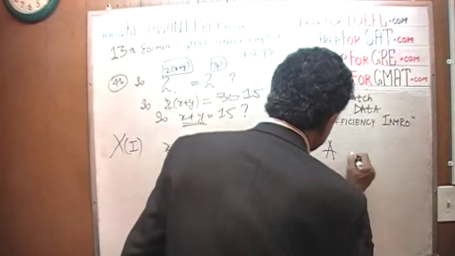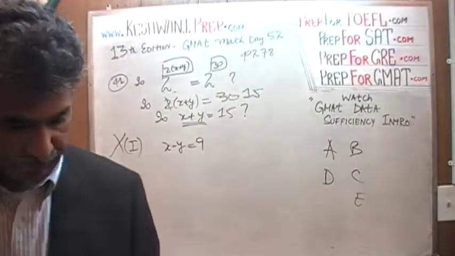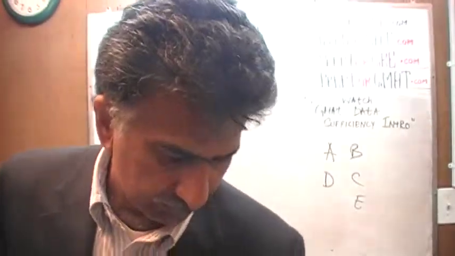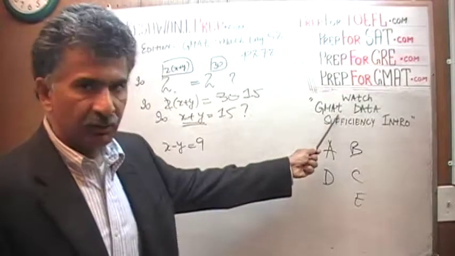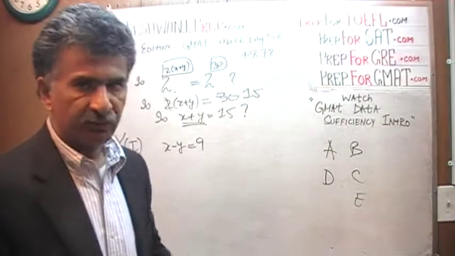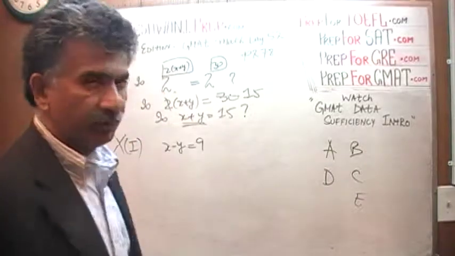A, D, B, C, E. Now, if you do not know what I just did here, A, D, B, C, E, you always hear me say that like a madman. Make sure you watch the intro and you understand what the strategy is. Just type in GMAT data sufficiency intro along with my name and make sure you watch it.